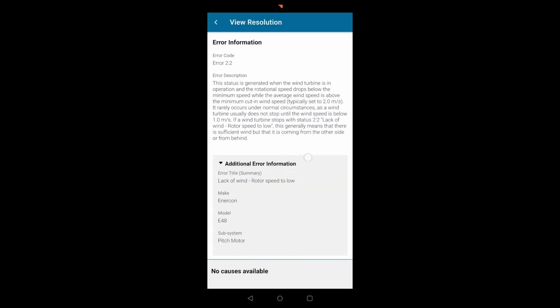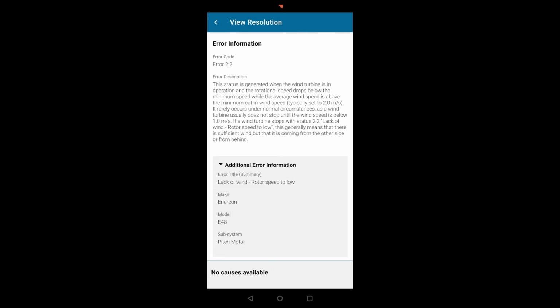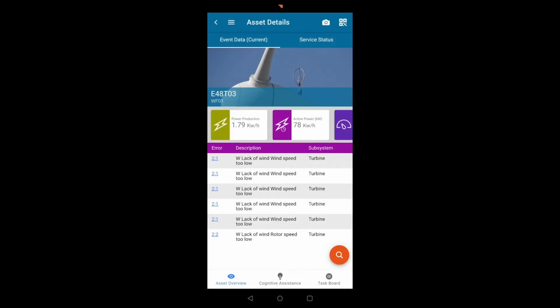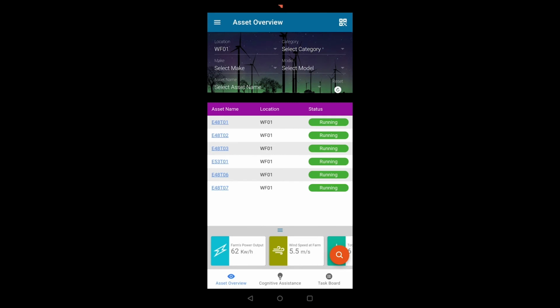If the field engineer discovers a new, more efficient process to solve a problem, the company knowledge base can be enhanced through the mobile application.